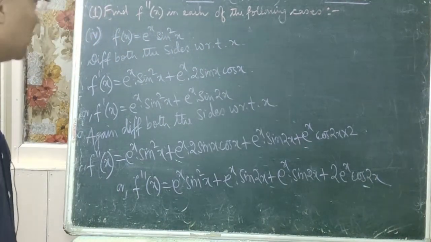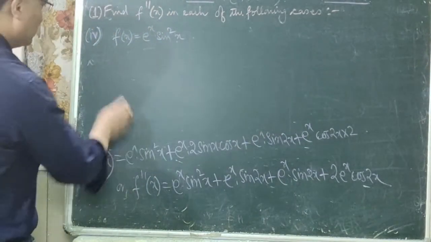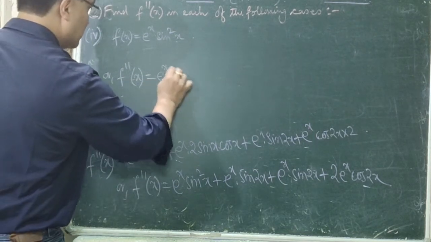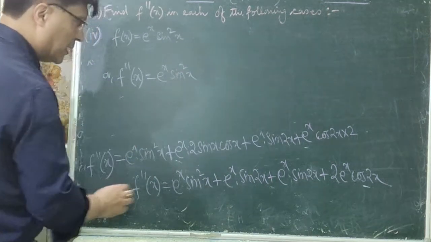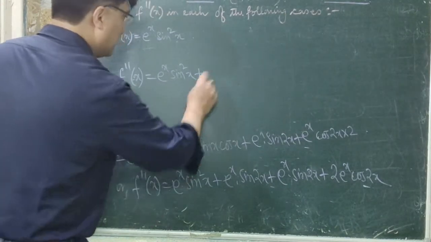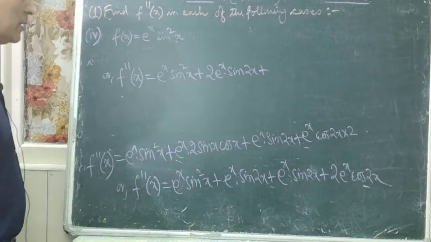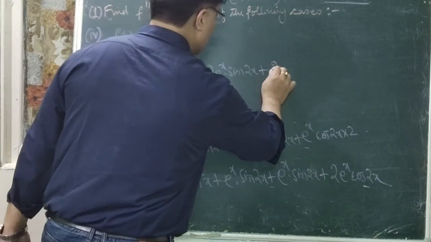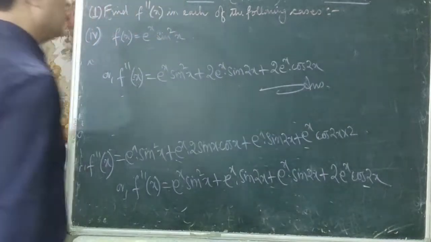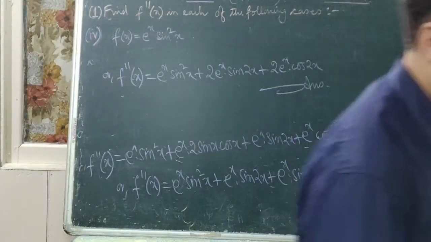So I think you have understood it. Now what is the final answer here? This is your f double dash of x is equal to what is the first term, e to the power x sin square x. Next, the second and third terms are similar terms, you can add them, and if you add them you will get 2 e to the power x, this is your sin 2x, right? Plus then what is the last one, 2 e to the power x into cos 2x. So this is the final answer. So I think you have understood it. So you can copy it. We'll do the next question now.